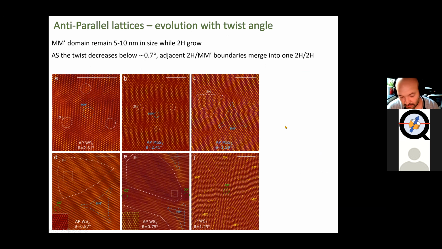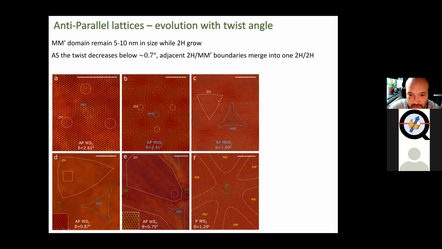Now, having studied this interesting wave function asymmetry, we started trying to study the evolution with the twist angle. So what happens when these domains are tiny? What happens when these domains are large? And no matter what the twist angle was for 3R or for the parallel configuration, the domains were always triangular and always identical in size. And that is because, of course, the energies are equal, so they would always occupy approximately equal area.